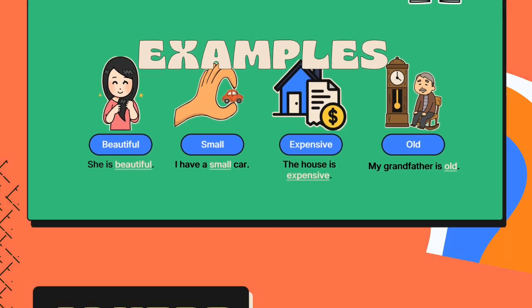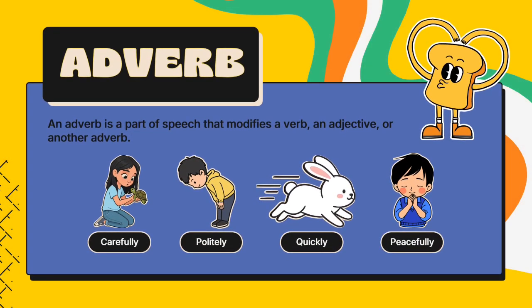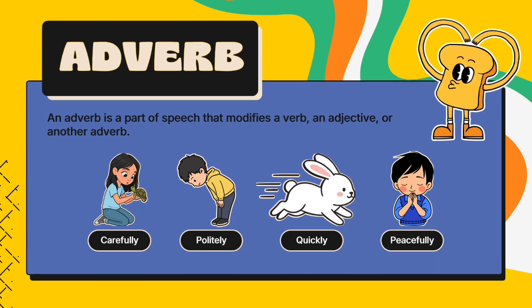Now, let's continue to the last word class, adverb. An adverb modifies a verb, an adjective, or another adverb. Most adverbs answer the question how an action happens. Let's look at the examples. The first example is carefully, the second example is politely, the third example is quickly, and the last example is peacefully.